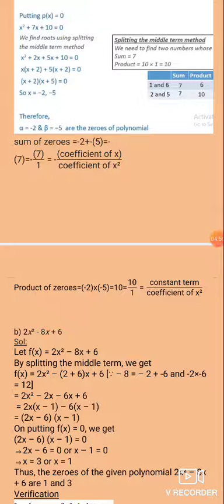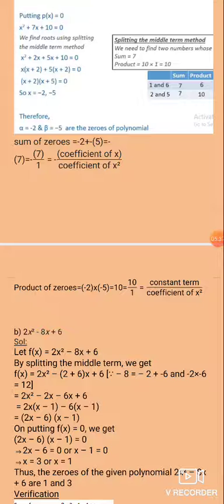2x square minus 8x plus 6. Let the polynomial f of x be equal to 2x square minus 8x plus 6. When we consider the splitting middle term, f of x is equal to 2x square. Now the middle term minus 8 can be split as minus 2 plus minus 6. Listen carefully: the sum of the two numbers is minus 8, and the product of the same numbers is 2 into 6, which is equal to 12. The numbers are minus 2 and minus 6.